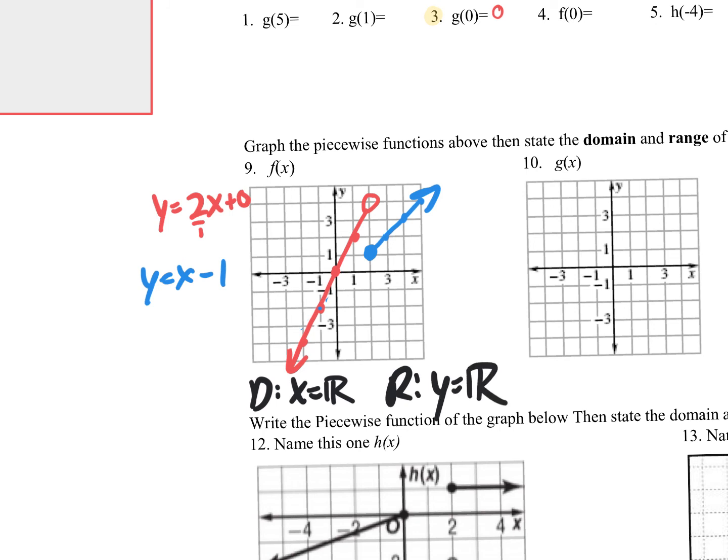Y is all real numbers, okay? Because it does go up forever, it does go down forever, there are no gaps.